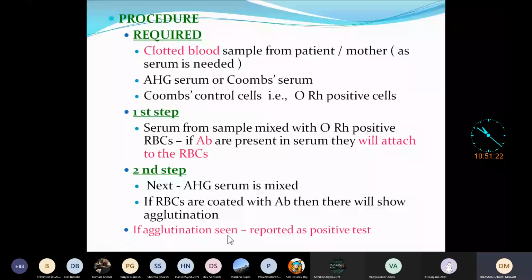So the second step is similar to the direct one. Now the RBCs are already coated with the antibody. As in the direct Coombs test, we add the anti-human globulin, and it will cause the clumping, joining the RBCs together, making the agglutination. Clear?